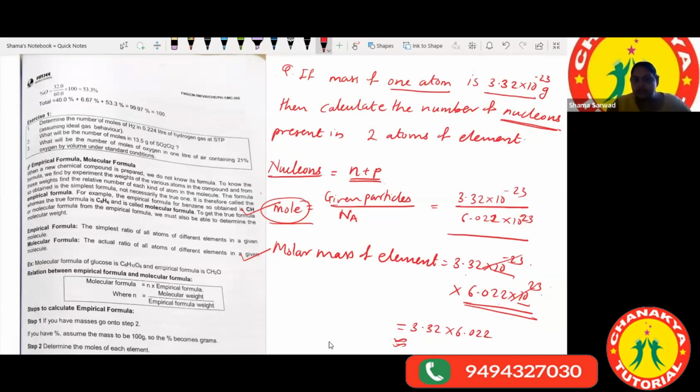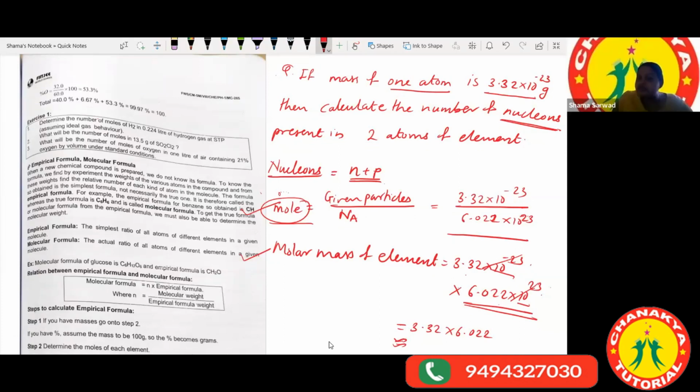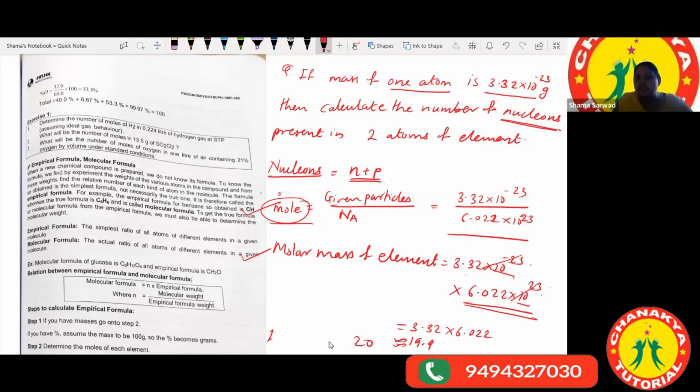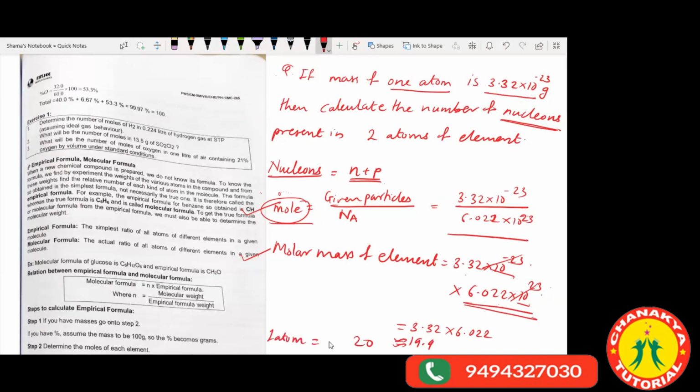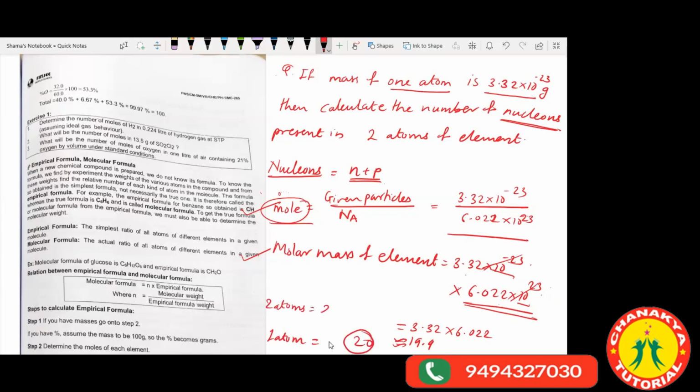The number of moles we can calculate by this. Here we don't have to calculate the number of moles. We are going to calculate the molar mass for the element. For that, you have to take 19.9, approximately 20, correct? Yes, ma'am. This is for one atom. Means in one atom, how many nucleons would be there? 20. So in two atoms, how many? 40. Yes, 2 into 20, that is equal to 40.